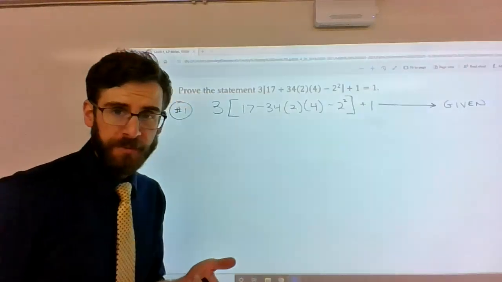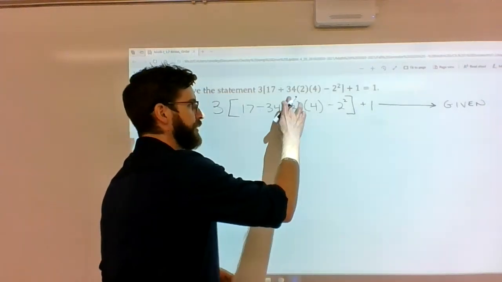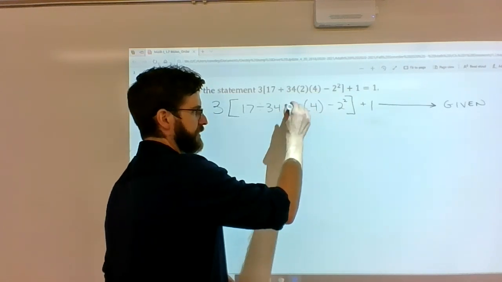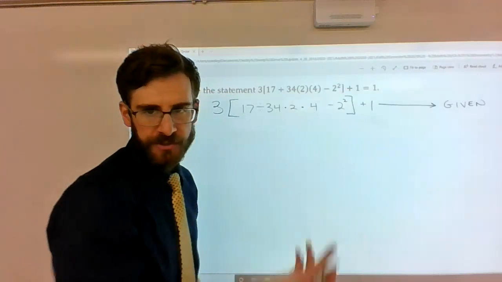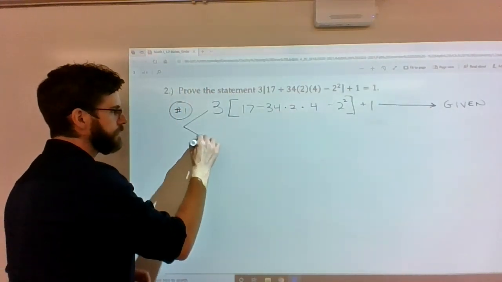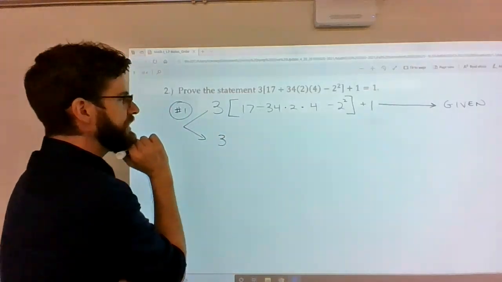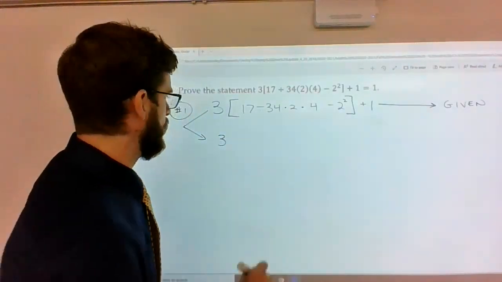And I think a good move would be to get rid of those parentheses that just have a single number inside and rewrite them as multiplication, because that's really what's going on. All right, that's our given. Second move is I see an exponent inside the brackets, so I'm attacking that right away.